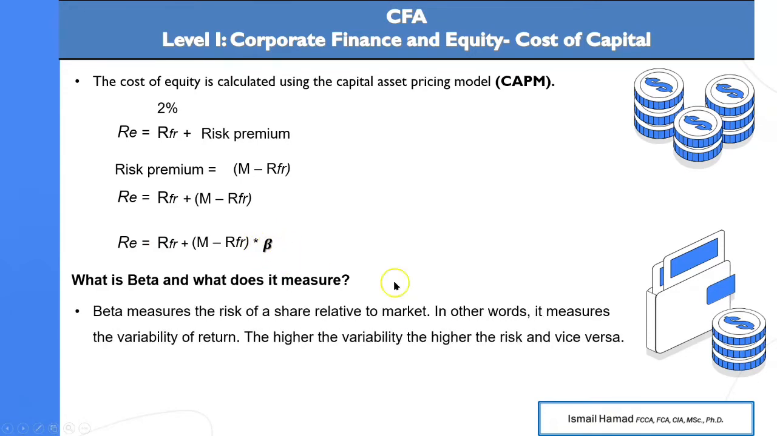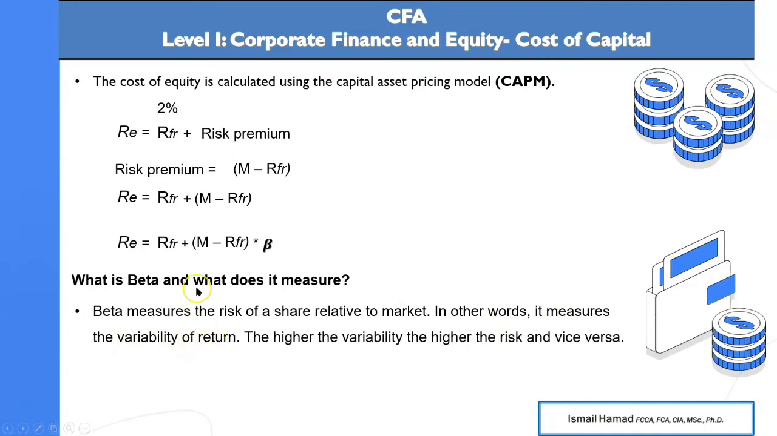This is the purpose of beta: measure the risk of a share relative to the market, how the share reacts relative to the reaction of the market if the market goes up and goes down. So beta could be negative or positive. It will be negative if the share goes against the trend. If the market increases, our share decreases. If the market decreases, our share will increase. This is what we call negative beta.